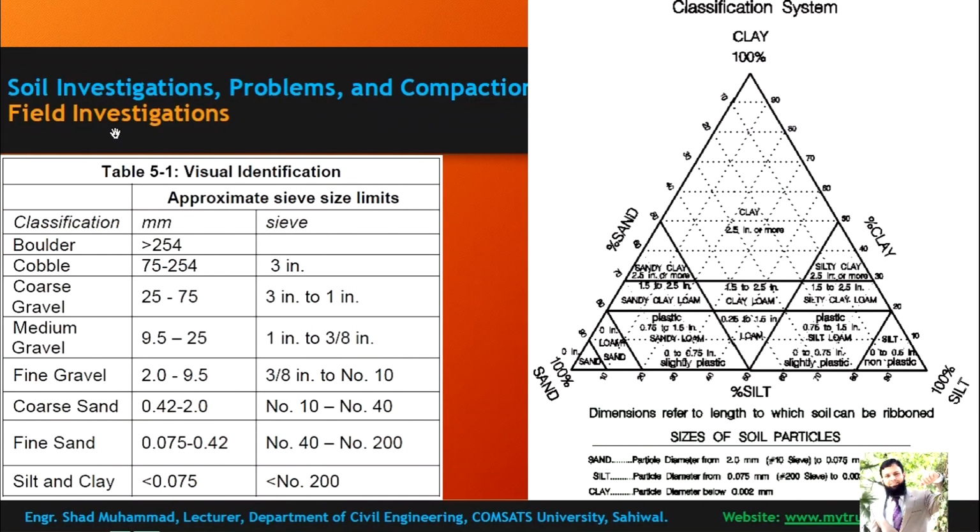Okay, you can see that field investigation also includes visual identification. Visually you can classify soils based on approximate sieve size limits. If the soil is greater than 254 millimeter, then that is boulder, and then cobble, coarse gravel, medium gravel, fine gravel, coarse sand, fine sand, silt or clay. So these are the sizes and sieve numbers.